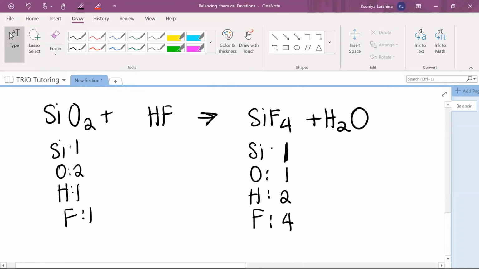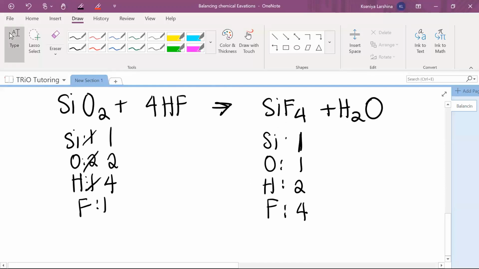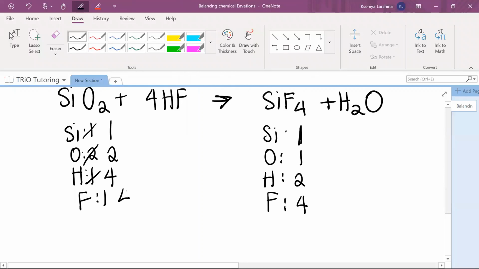In order to balance this first, you probably want to get your hydrogens on your reactants. Actually, let's do our fluorine. So since we have 4 on our product side in our fluorine, we'd probably want the same amount on our reactant side. So you multiply this by 4 in your coefficients. So the silicon remains the same, the oxygen remains the same. Our hydrogen is now 4 because we multiply the 4 to our hydrogen. So 4 times 1 equals 4. And then 4 times 1 for our fluorine equals 4.